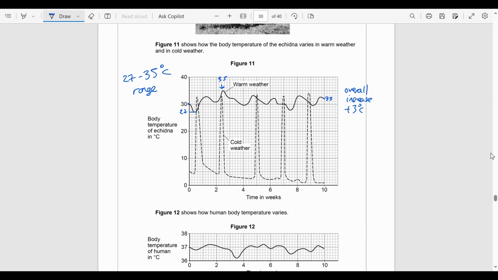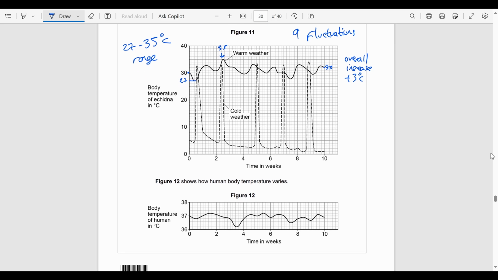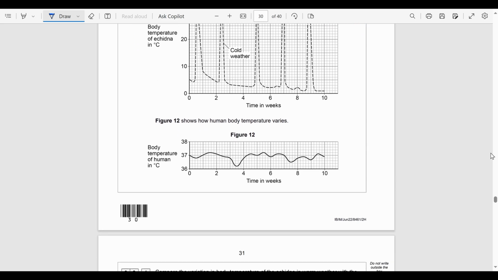A final thing that we could actually do here is we could see how many times it goes up and down. This up and down is the fluctuations of the temperature. So you can see there's 1, 2, 3, 4, 5, 6, 7, 8, 9 fluctuations there. So what we can do is think about that as well. Maybe just make a note of it here. And then we can do the same thing for our human.